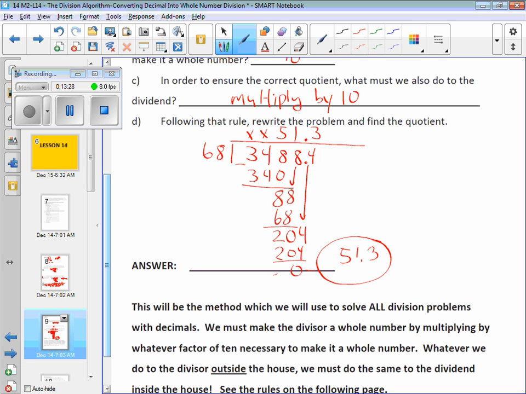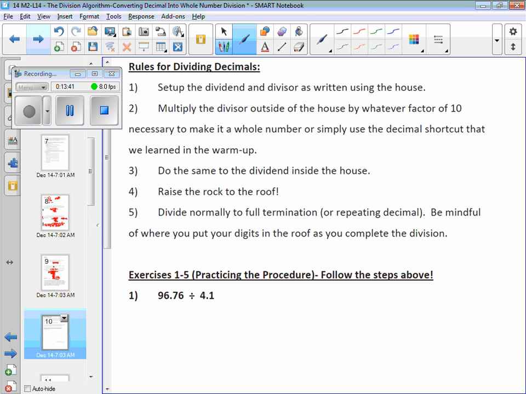It'll either repeat or terminate if you keep going. All the problems I've set up will either terminate or repeat. If it repeats, you put the little line above it. All right, let's practice another one. These are all the rules. If you want to look back, it just tells you what to do. Again, 1 through 5. It's like a little cheat sheet. Well, let's practice it.